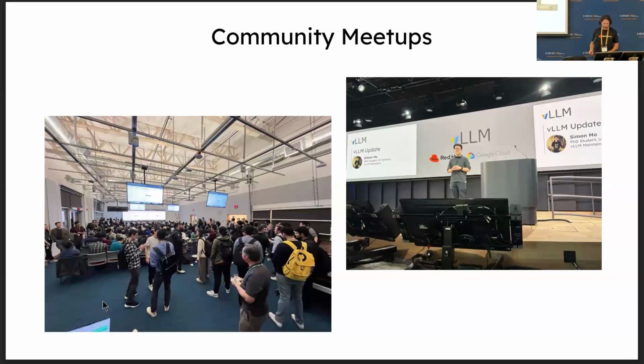There are some pictures from the meetups. The left one was at Meta a few weeks ago at their headquarters. That was probably a record attendance. Usually they're booked up to capacity, but they let a lot more people into that one, so we had hundreds of people.